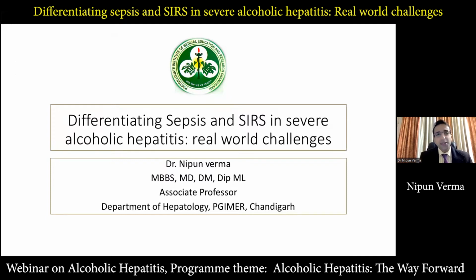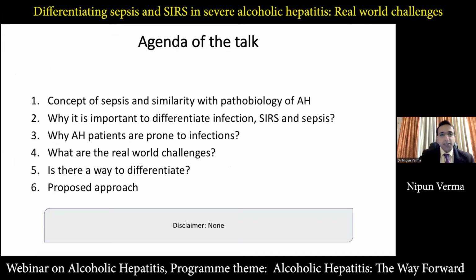I would like to thank Professor Dhiman, Dr. Akash, Dr. Surinder, and the whole team of SGPGI for inviting me to deliberate on this topic, where the answers are a little less as compared to the questions. The topic is differentiating sepsis and systemic inflammation in severe alcoholic hepatitis patients. I bring greetings from PGIMER Chandigarh. I will briefly discuss the concept of sepsis and its similarity and dissimilarity with the pathobiology of alcoholic hepatitis, why it is important to differentiate infections, systemic inflammation, and sepsis, why AH patients are prone to infections, what the real world challenges are, whether there really is a way to differentiate, and what the proposed approach is. There are no disclosures pertinent to this talk.